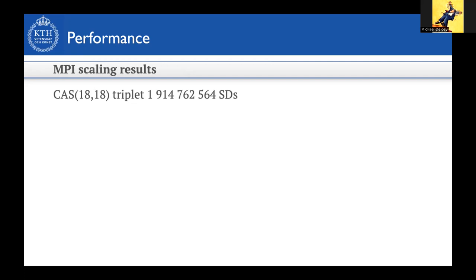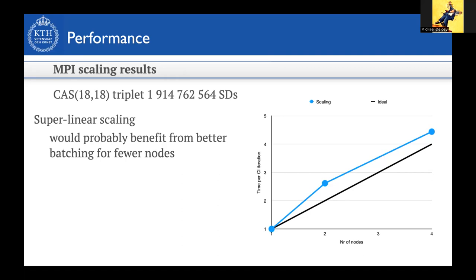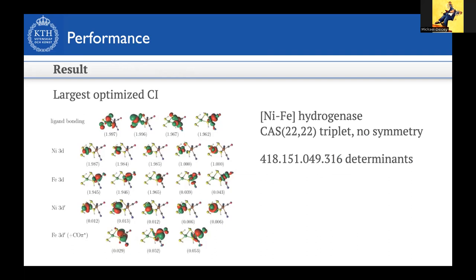Then I can go to MPI for more nodes. So I had to take a slightly bigger calculation, and you can see again superlinear scaling for MPI. So again, quite nice. And at the end, the largest optimized CI ever is this. I did it with this code. It's a CAS 2222, fully conventional, no DMRG, no approximation, nothing.